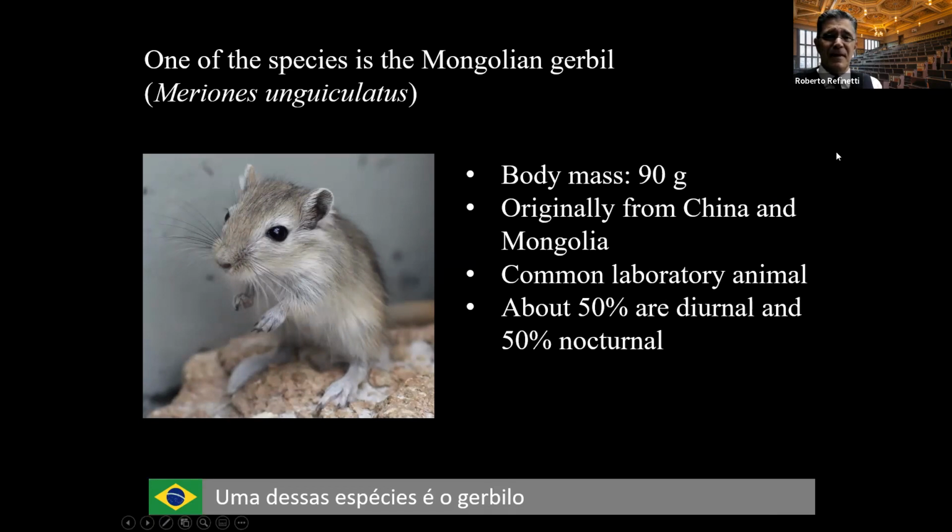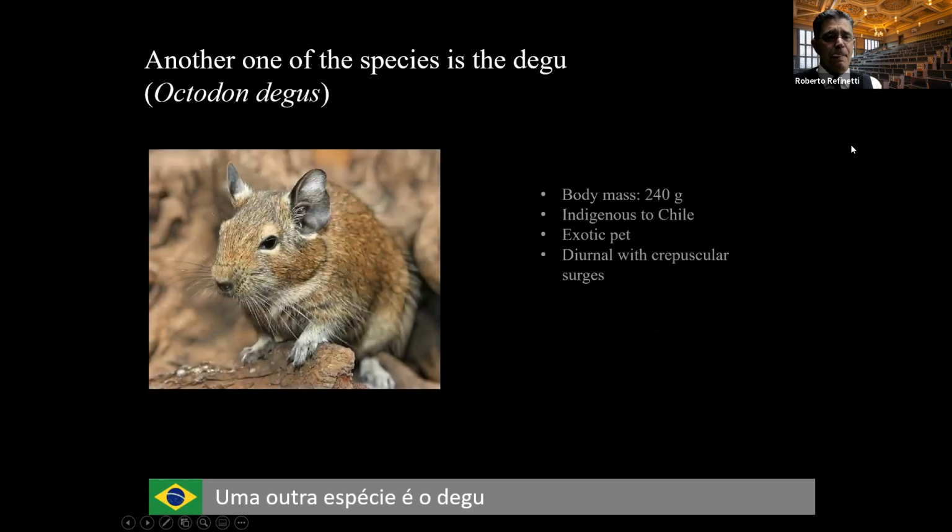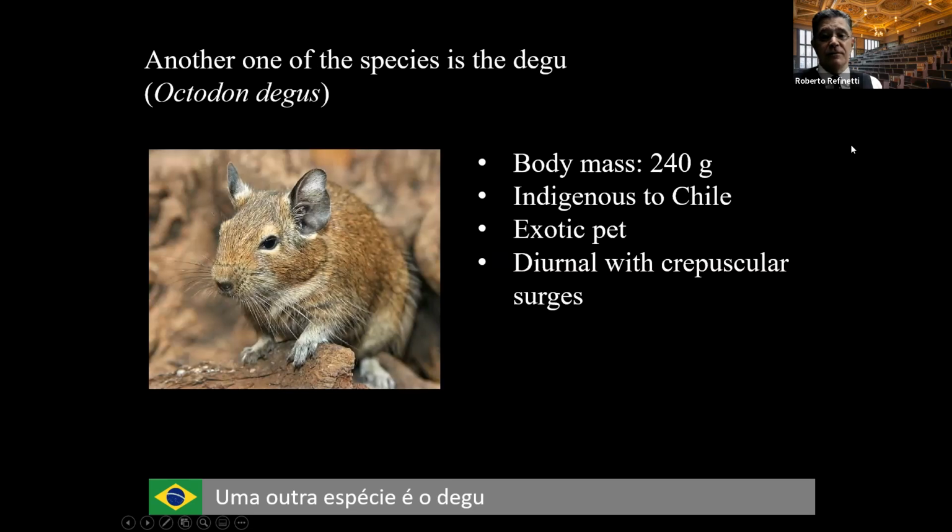The other species is the degu, Octodon degus, which is much larger, body mass 240 grams, almost the size of a rat. So it's a smaller, younger rat. They're indigenous to Chile. They're an exotic pet, at least in the United States. You can find, not everywhere, but in some pet stores, you can find babies. They are diurnal, but they have strong crepuscular surges during twilights.